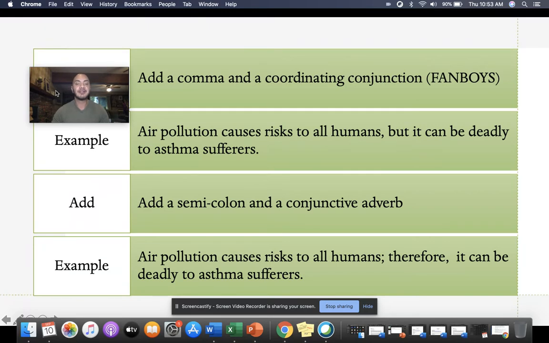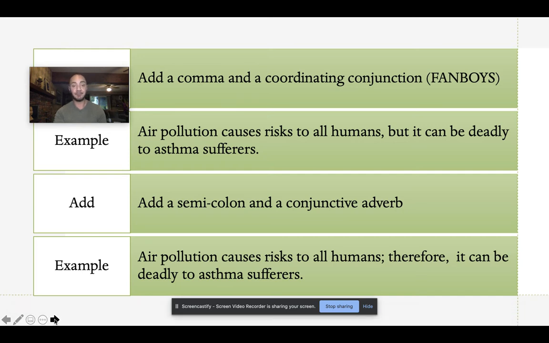Another way you can do this is by adding a semicolon and a conjunctive adverb. Air pollution causes risk to all humans; therefore, it can be deadly to asthma sufferers. So the glue of the comma and the coordinating conjunction, and the glue of the semicolon, the conjunctive adverb, and the comma are strong enough to hold those two ideas together. Now, we no longer have a run-on sentence on our hands.